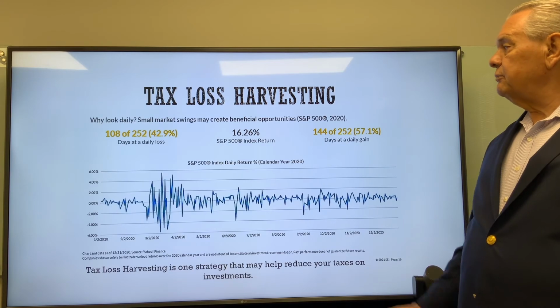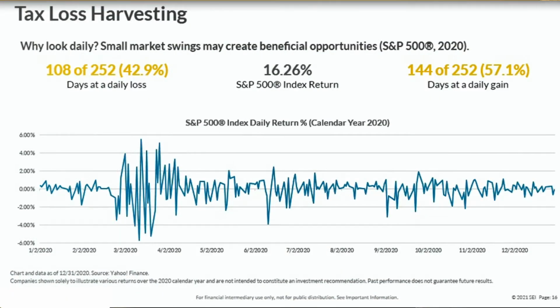So one of the great strategies on investments is called tax loss harvesting. Now, in 2020, which was a great year because we had a great dip and we had a lot of volatility, so it's a great way to look at it. The total return on the S&P 500, and that's before taxes, was 16.26%. That was kind of an exceptional year. What most people don't realize is that roughly 43%, 108 out of the 252 trading days were losses. That's pretty typical, by the way. And 144 days were gains.